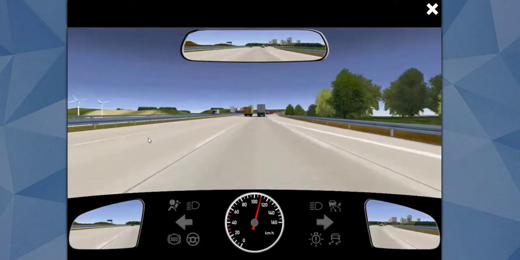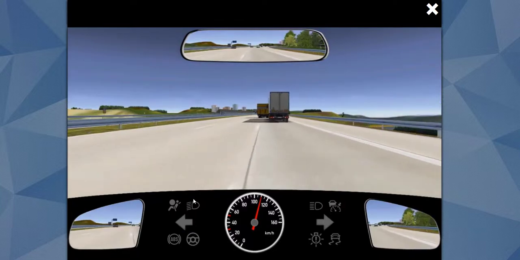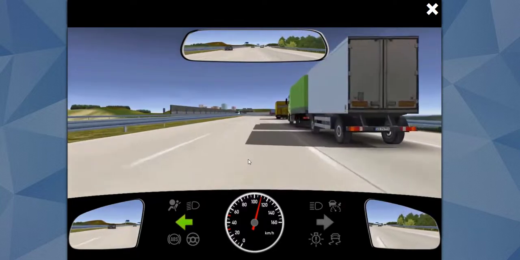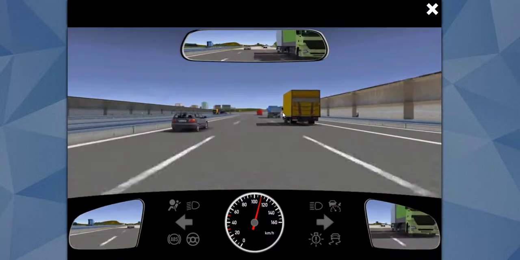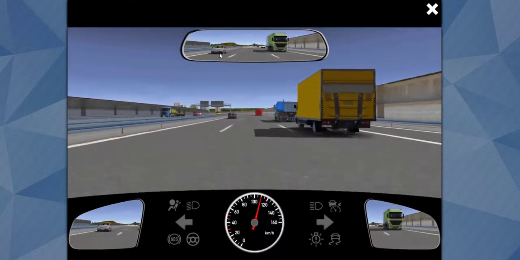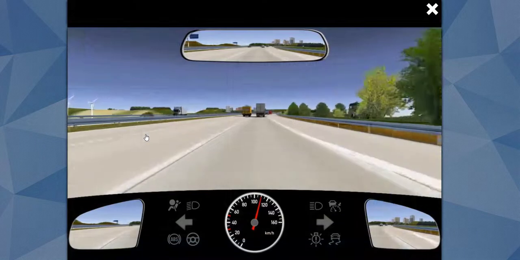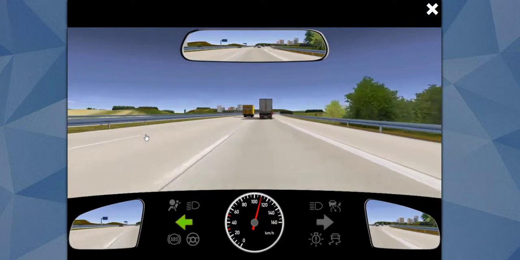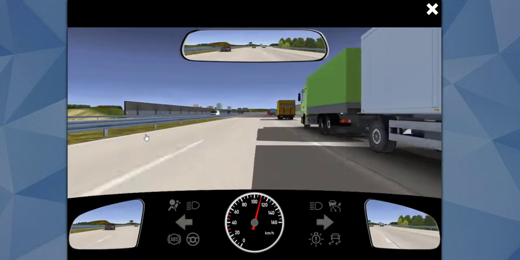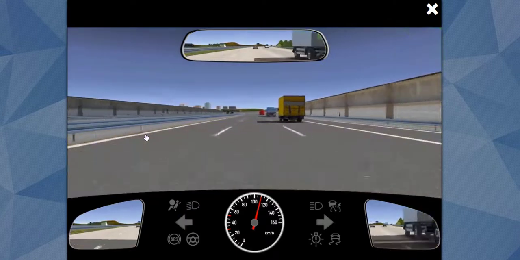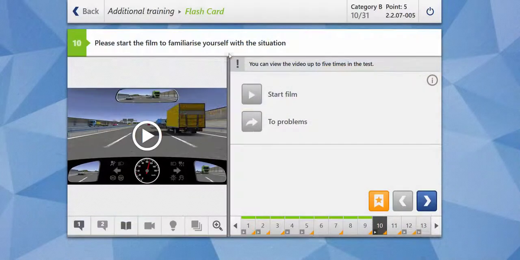Let's start the video question. So we want to go towards the left side. We have given the indicator. This yellow truck has completed its overtaking maneuver. And what we see, this gray car is coming very fast. Let's play it once again. So we want to overtake this truck. We have given the indicator. The yellow truck has already completed its maneuver. And we see vehicles coming very fast behind us.